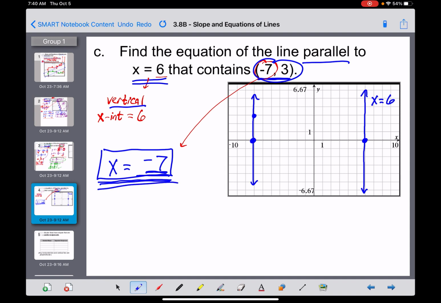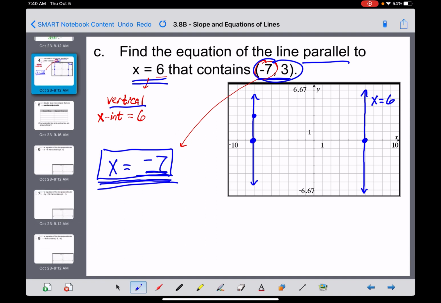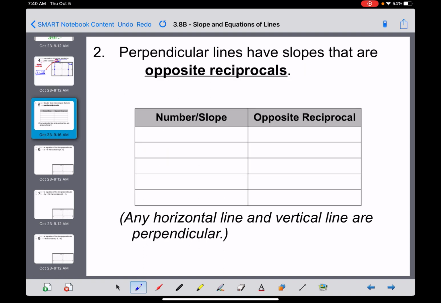If you guys study some of those basic things about horizontal and vertical lines, you're going to find they're actually much easier than the quote-unquote normal problems. Okay, let's shift gears now, guys. We're going to move on into the second big topic here in 3.8b, perpendicular lines. Everything we've done so far has been parallel.